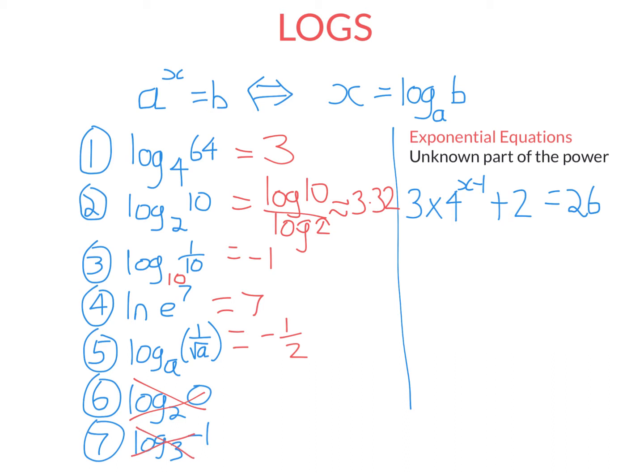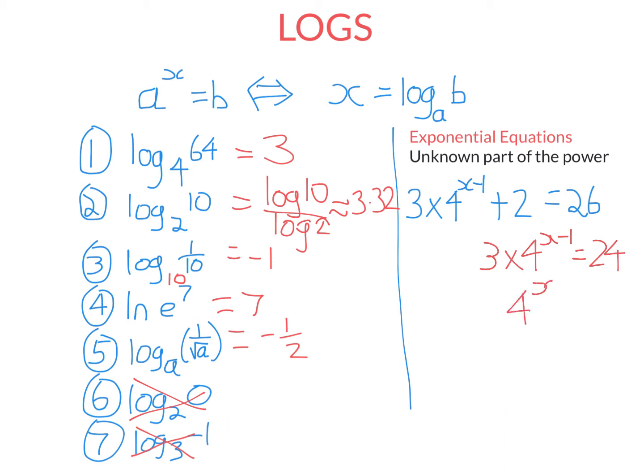So logs are really useful at solving exponential equations where the thing you want to find is part of the power. So let's look at this question here. This is an exponential equation because the unknown's part of the power. We're going to undo what's been done to x in the opposite order to BIDMAS. So what we're going to do first is subtract 2 from both sides, and then divide each side by 3.